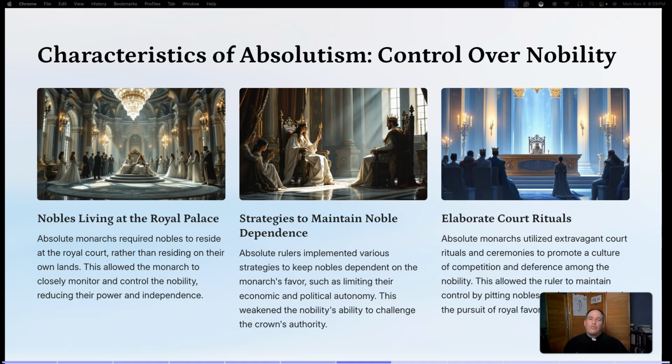Absolute monarchs also required nobles to reside at the royal court, allowing for close monitoring and control over their power. By limiting nobles' economic and political autonomy, monarchs weakened their ability to challenge authority. Extravagant court rituals promoted competition and deference among the nobility, further ensuring the monarch's dominance.